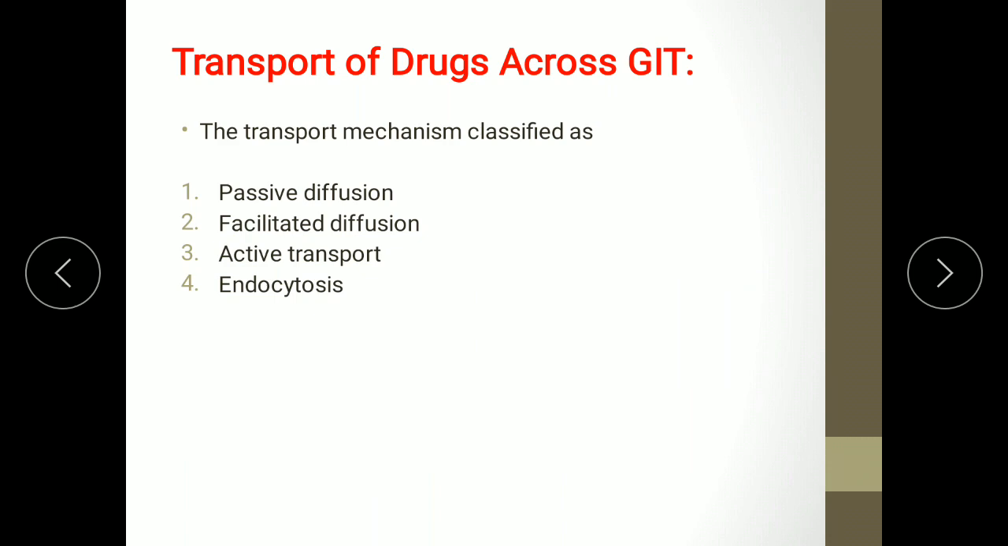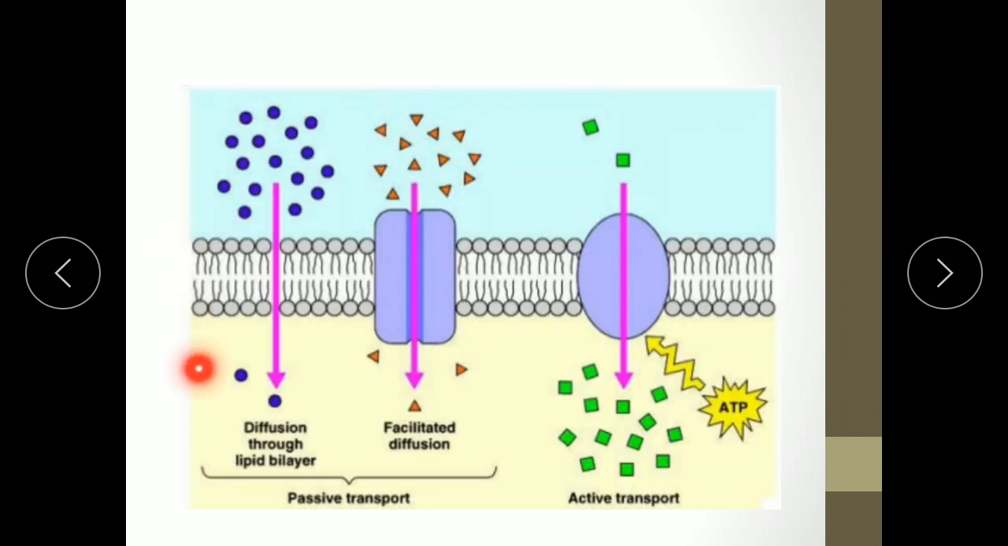Now, what are the different transport mechanisms of drugs across the GIT? First one is passive diffusion, second one is facilitated diffusion, third one is active transport, fourth one is endocytosis. This one is the passive diffusion. Here this is the lipid bilayer. From the lipid bilayer, the drug molecule transports from higher concentration to lower concentration.